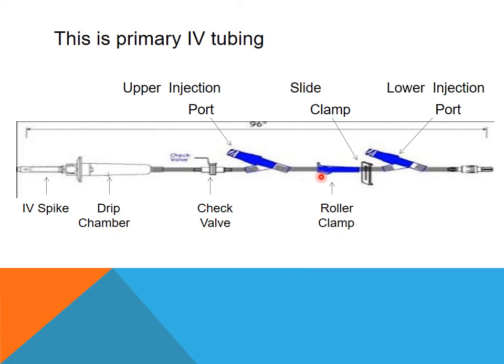You will then have the roller clamp that you can adjust the drip rate with, a slide clamp that you can shut off the IV tubing completely with, and then of course the distal port, because it's the farthest away from the IV bag. This is the port that you always use, the port closest to the patient, to give IV push medications. The IV tubing then extends and is connected to the IV hub, and that is how you connect an IV.